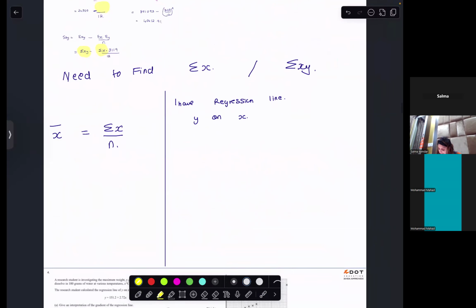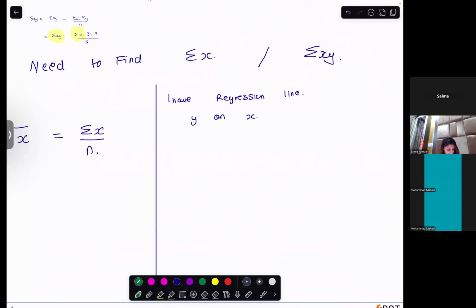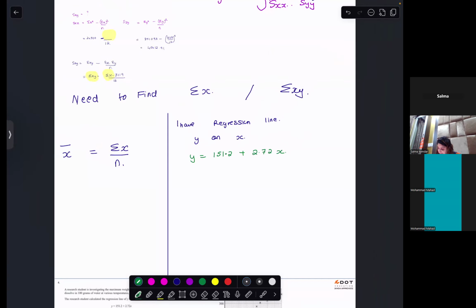But I have my regression line y on x. My regression line y on x is giving me that y is equal to 151.2 plus 2.72x. Are you with me? So I can say mean of y is equal to 151.2 plus 2.72 mean of x.